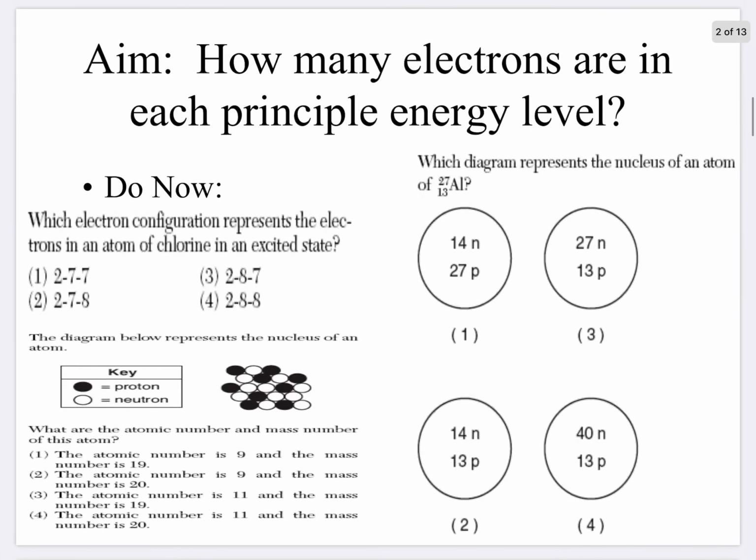Day 5. Aim: how many electrons are in each principal energy level? All right, click pause and attempt to do the 3 questions below. Okay, we're back. Here we go.